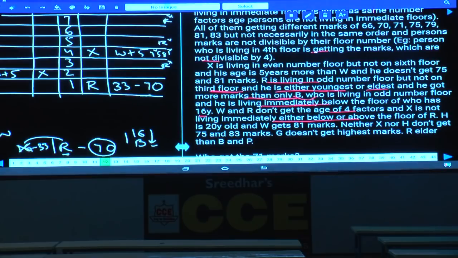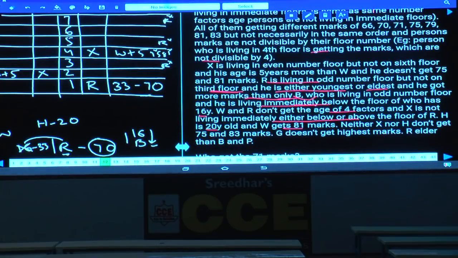Now W is what? W is again an odd number. As W is again an odd number, tell me where should this W be? And H is 20 years old and W gets 81. As W gets 81, W cannot be on the 3rd floor, isn't it? W cannot be on the 3rd floor. As W cannot be on the 3rd floor, hence W can be either on the 5th floor or on the 7th floor. And H is 20 years old. As H is 20 years old, tell me where should this H be?